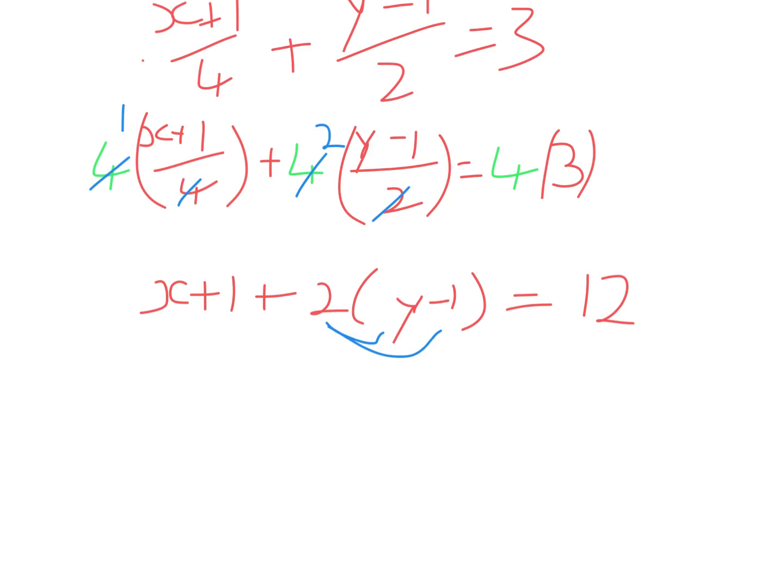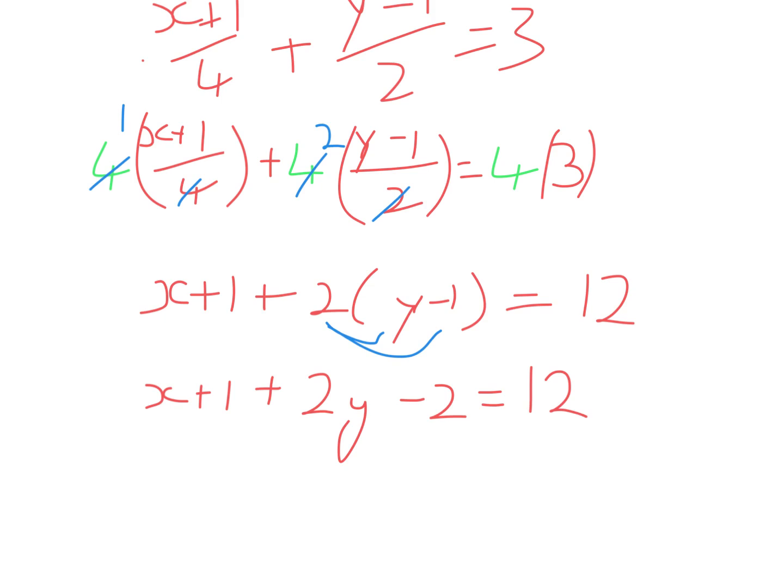So everything else stays the same. x plus 1 stays as x plus 1. 2 times y is 2y. Then we're careful with the sign. Positive 2 times a negative 1 will give us a negative 2. On the far side of the equation, we have just a 12.